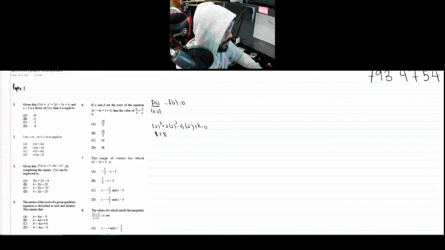8 plus 8 minus 10. 8 and 8 is 16, 16 minus 10 is 6. Sorry, plus k. So I have k is equal to minus 6. Move it across.